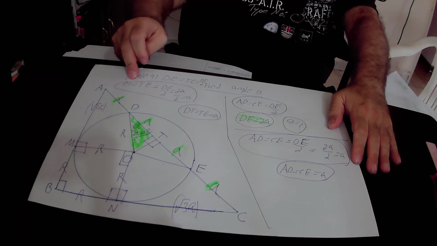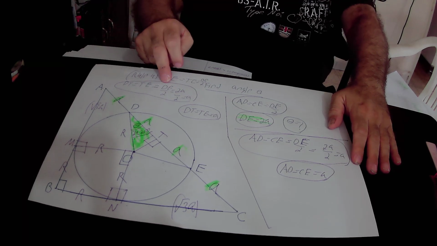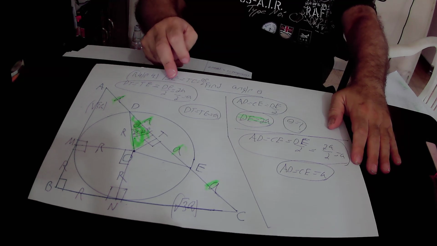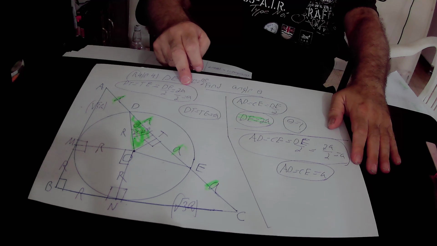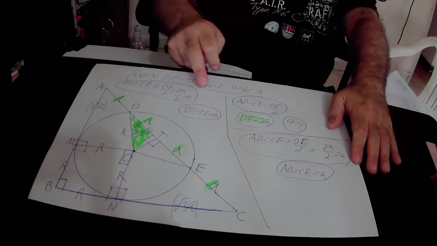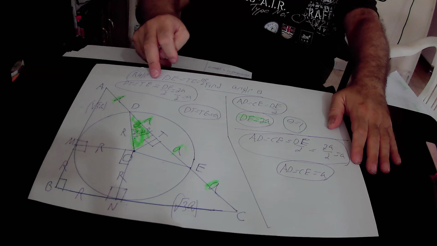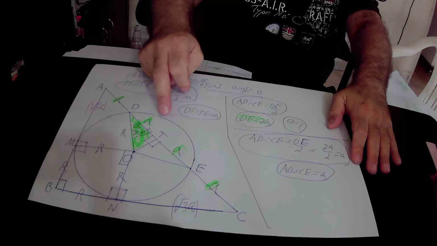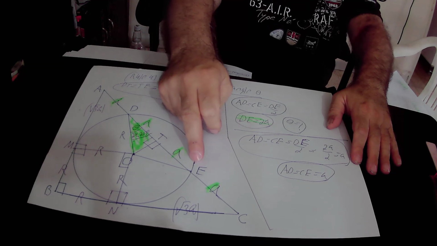So in conclusion, we found that DT equals TE equals DE over 2, and according to our definition, DE equals 2a. So we can substitute DE by 2a, and we get that 2a over 2 is a. So from this long equation, we got that DT equals TE equals a. That is to say, DT equals a, and TE also equals a.